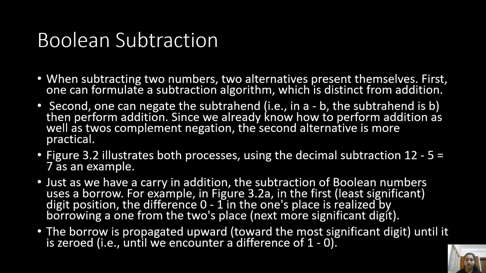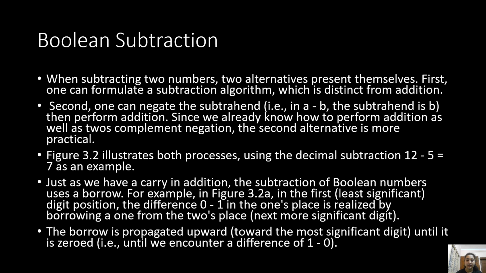Boolean subtraction. When subtracting two numbers, two alternatives present themselves. First, one can formulate a subtraction algorithm which is distinct from addition. Second, one can negate the subtrahend, that is, in a minus b, the subtrahend is b, and then perform addition. Since we already know how to perform addition as well as 2's complement negation, the second alternative is more practical. Figure 3.2 illustrates both processes using the decimal subtraction 12 minus 5 equals 7 as an example.